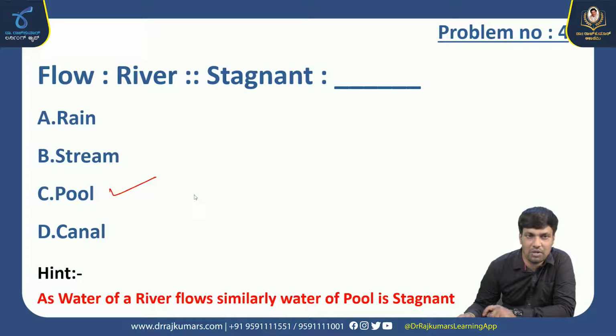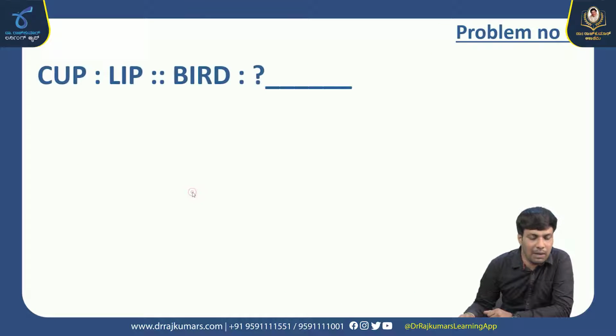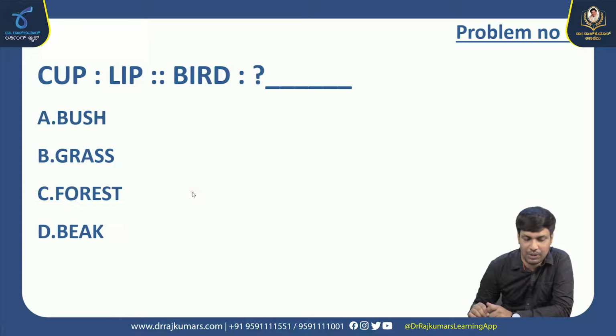So the right answer for this question is option C, right? Moving on to our next question. If cup relates to lip, bird relates to dash. The options followed are bush, grass, forest and beak.